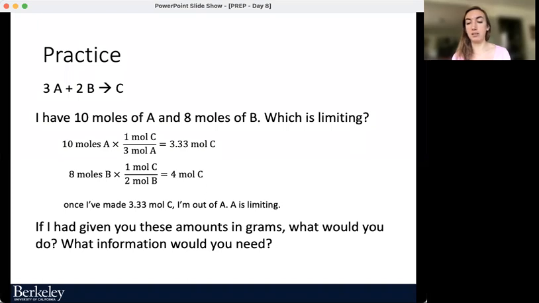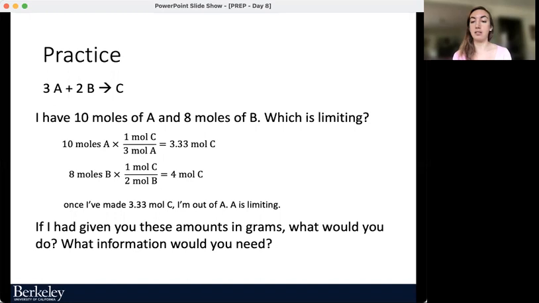You can unmute or send something to the chat. What would change about this problem? The notation, maybe. And the amount of grams, right? Say that again? The notation, like instead of moles, you have grams. Yeah, so that would change. But also you would need to convert to moles. So a couple people put that in the chat.